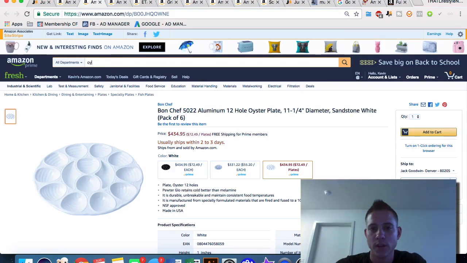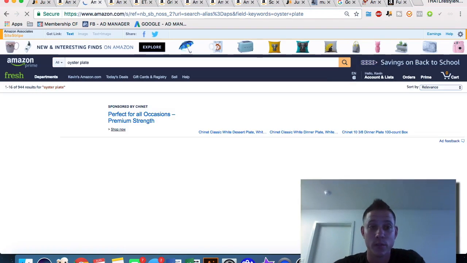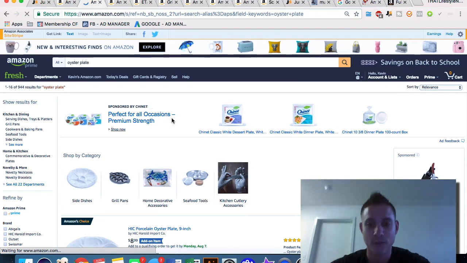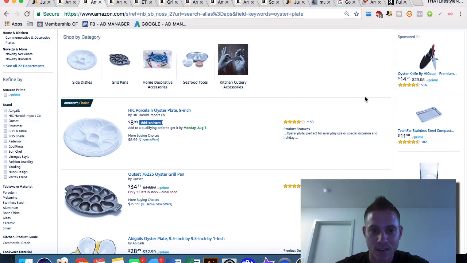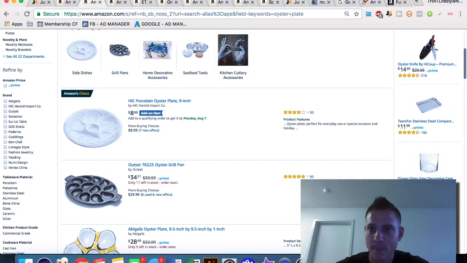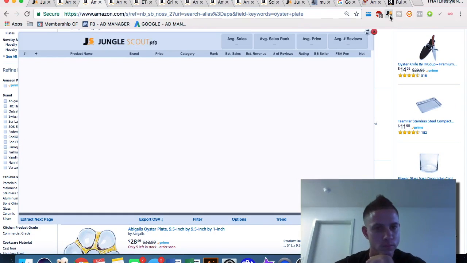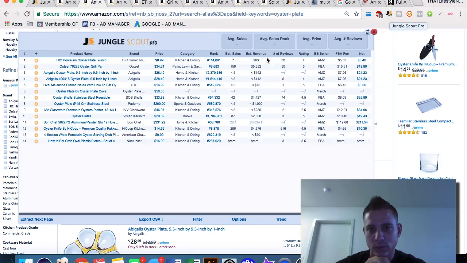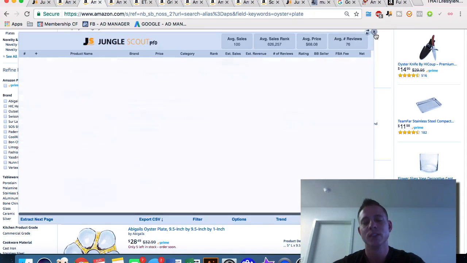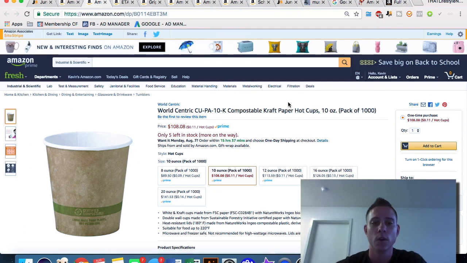So we're gonna go here and let's type in oyster plate. I don't even know what this is. There's probably some people out there who know exactly what this is and are like, you're an idiot, so I'm sorry. Oyster grill pan. Let's take a look. So this one, we can already tell it's not particularly impressive. Again, must have been a one-off case.